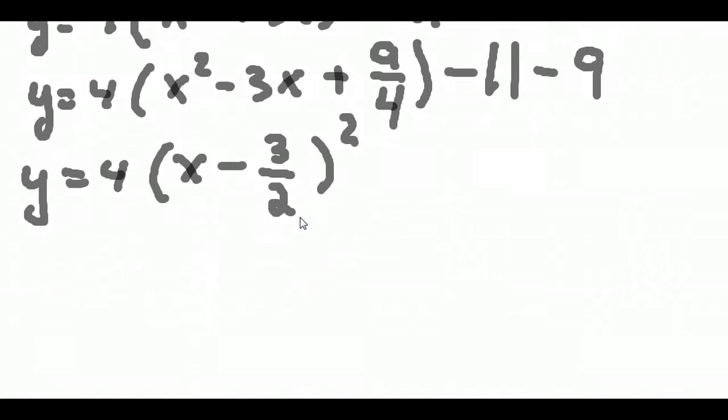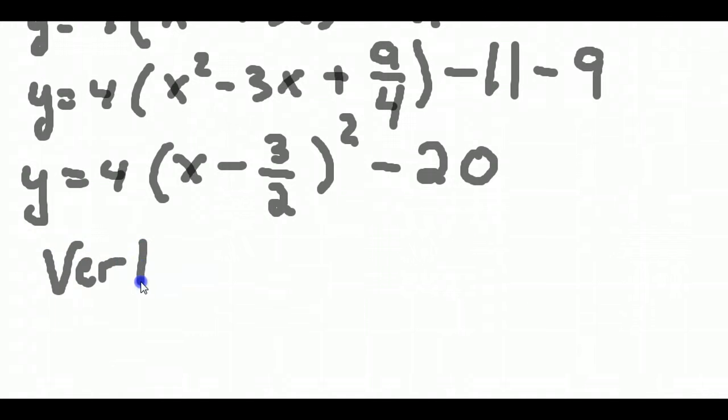So then you have minus 11 minus 9 at the end, which gives you minus 20. Okay, so this is the vertex form. I'll read it one more time. y equals 4 open, x minus 3 halves closed, squared minus 20.